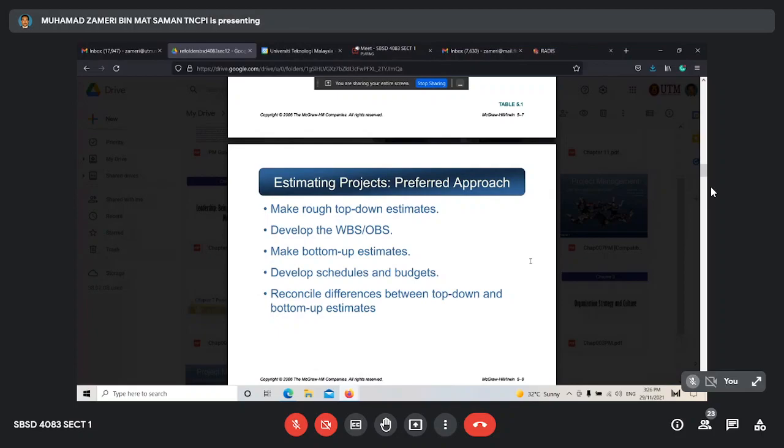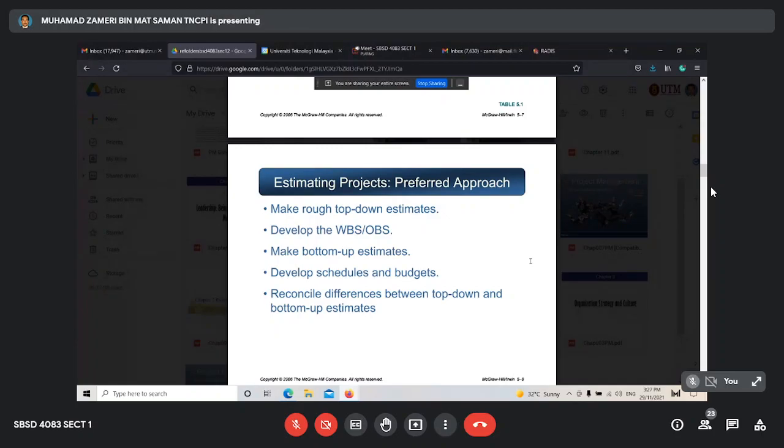What approach can we use in estimation? Either make a rough top-down estimate. That means based on top management, because we discuss in top management how long to finish this task, and then based on that we can make a decision. Develop the WBS and OBS. I'll explain what WBS, the work breakdown structure, is, which organizes the activities, and what OBS, the organization breakdown structure, is.